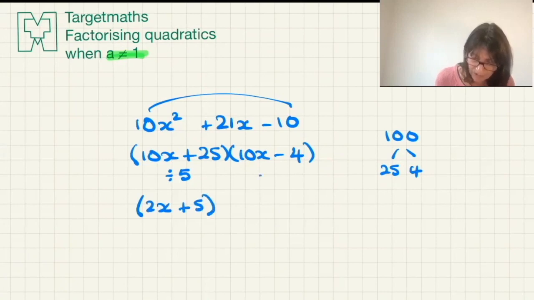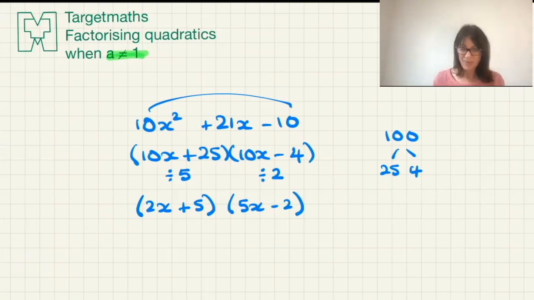This bracket will also cancel. They are in the 2 times tables. Okay, so we're going to divide by 2. And 2's into 10 go 5x. 2's into 4 go minus 2. And we are hopefully home and dry. So let's take a little check on this. 2x times 5x is 10x squared. 5 times minus 2 is minus 10. So happy days, we have got that right.